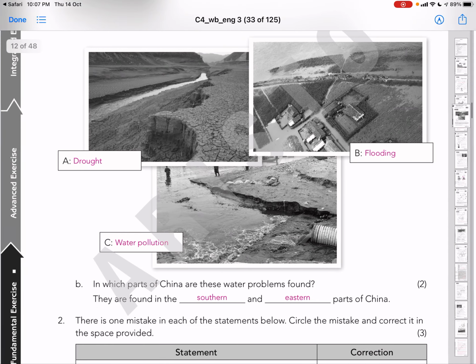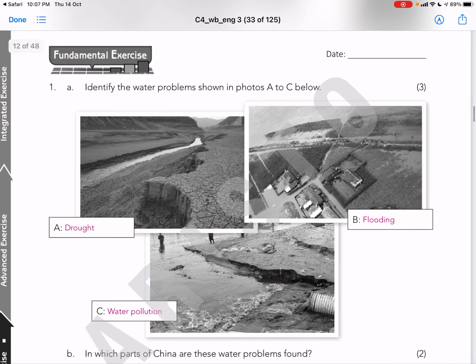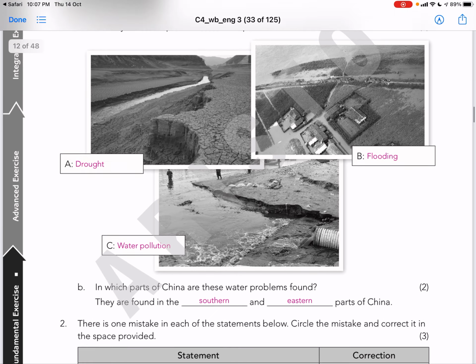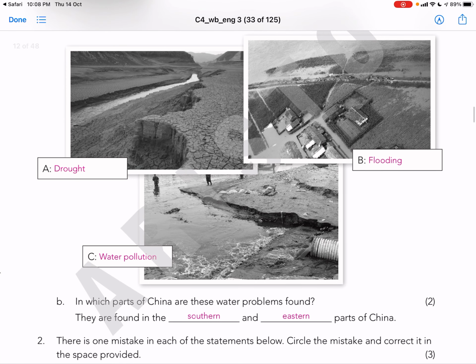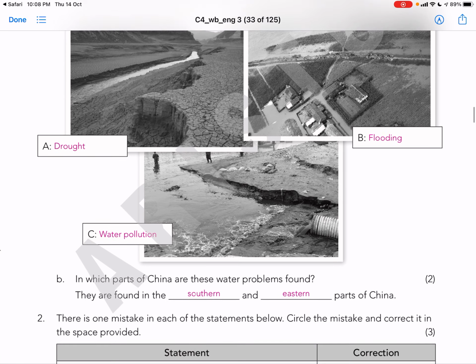Okay, so this is the end of Unit 2. Let's move to Unit 3, and it's quite easy. Drought, flooding, and water pollution. Bear in mind for this.